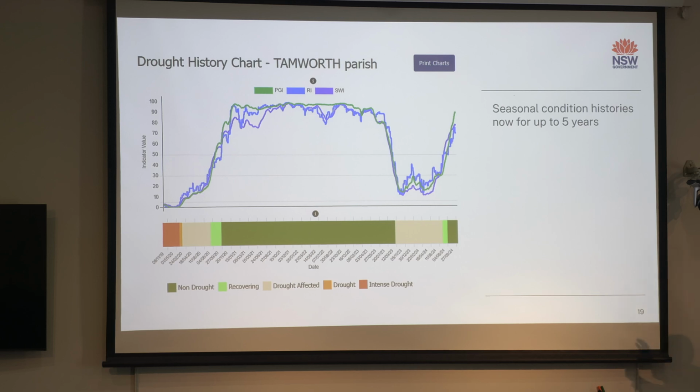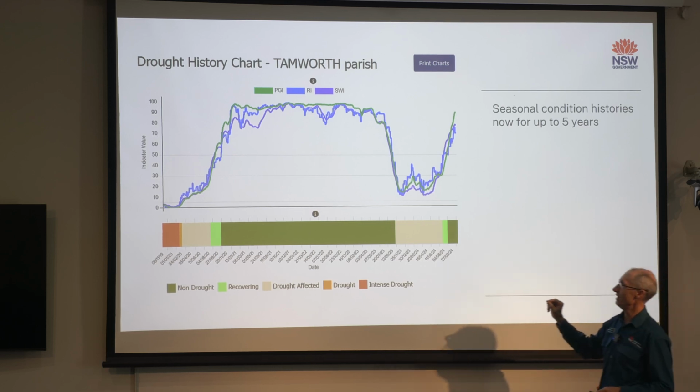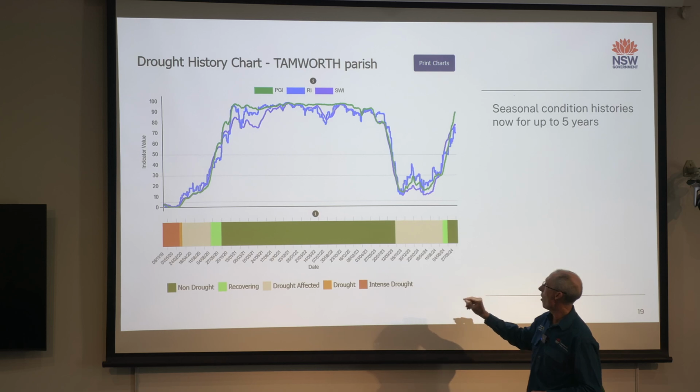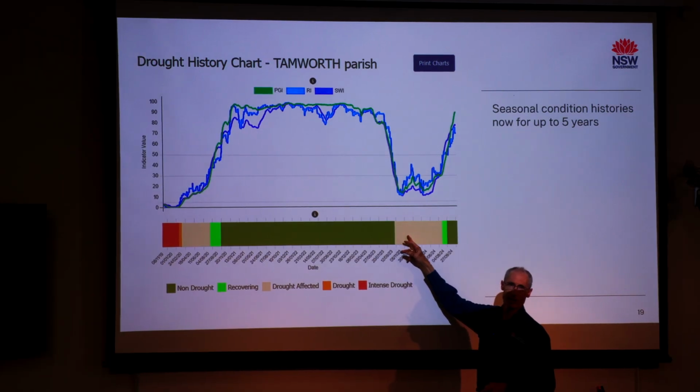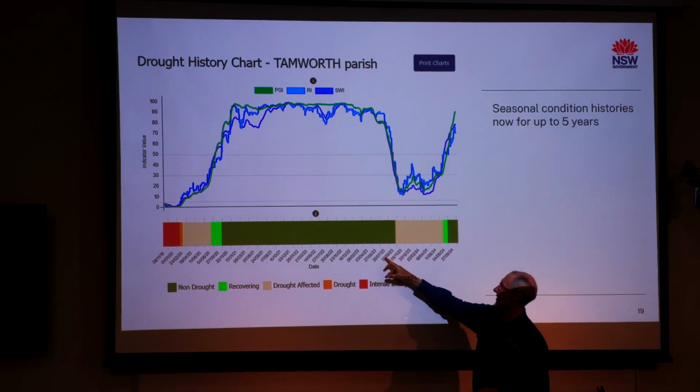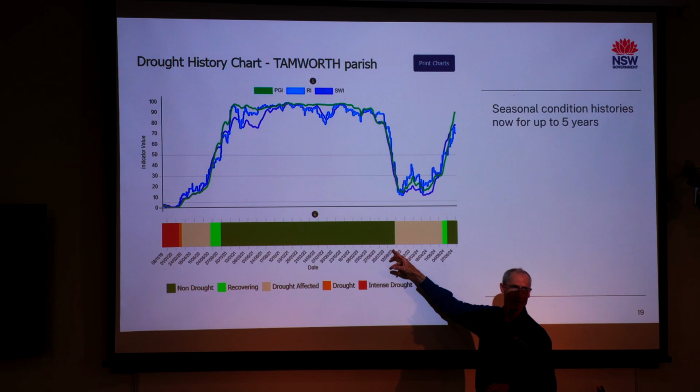One point I'd like to just draw your attention to on this is the actual timing of where it goes from non-drought to drought affected. Now, if you've got good enough eyes, you'll see that that's pointing to around September last year. You know what it was like September last year. You probably would have said we were already in drought, weren't we, Sean? It was pretty dry and horrible.